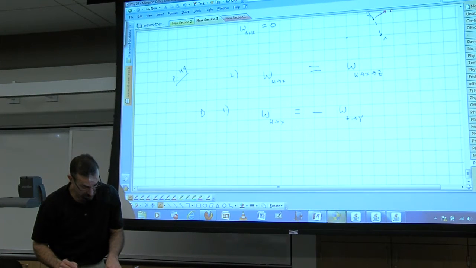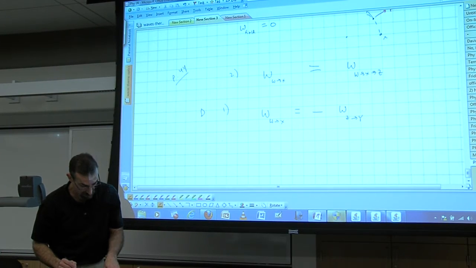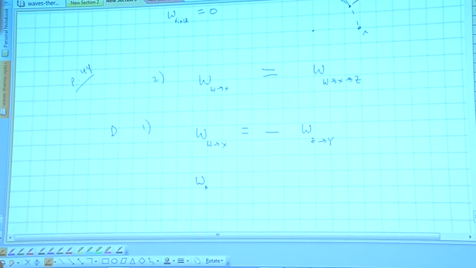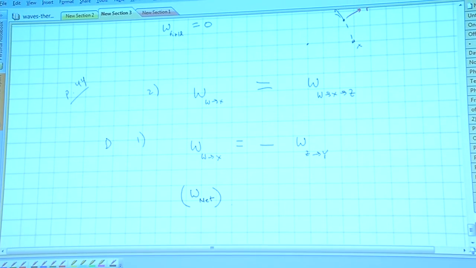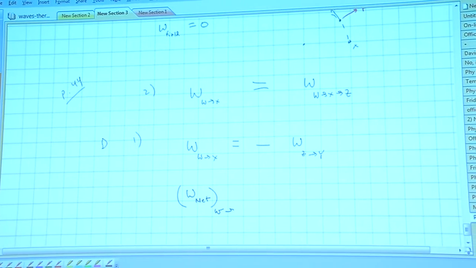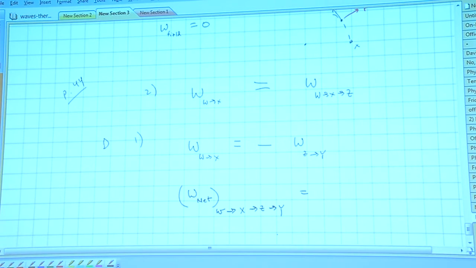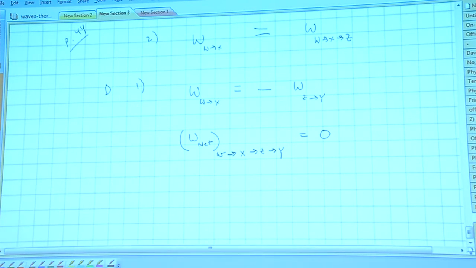What's the total work done on the particle by the electric field as it moves along this path? From W to X to Z to Y. 0. Okay, just add them up. You good with that?